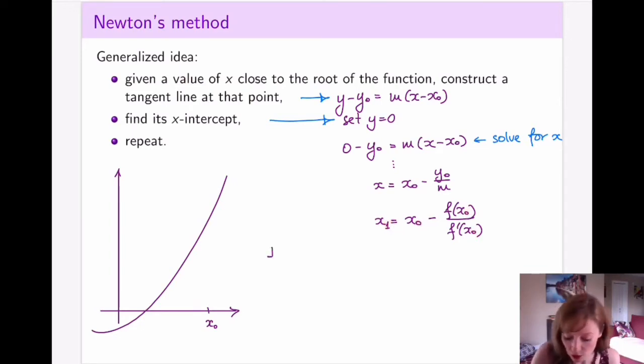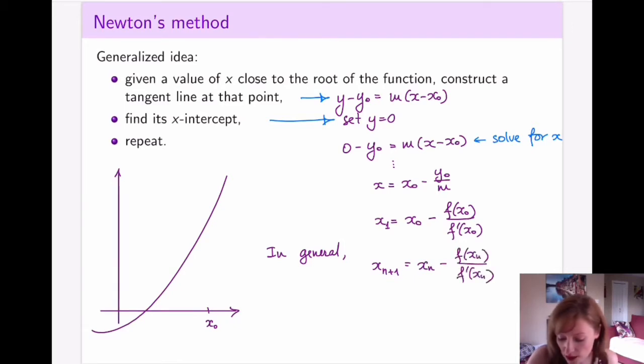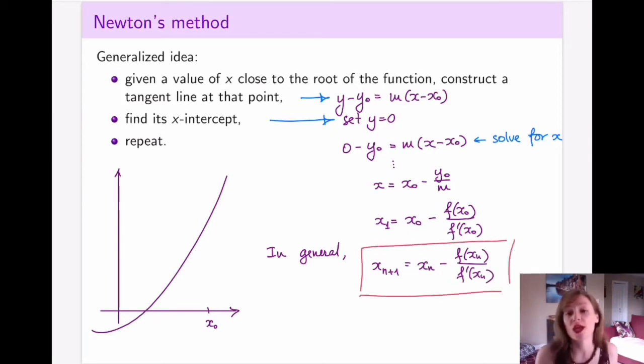So in general, and what I'm going to write is the most general description of this method, we can write that xn plus 1, so starting with some xn like x3 or x4, I can produce the next value, xn plus 1, is the value of xn minus f of xn over f prime of xn. And this is the formula that is known as Newton's method of approximation.